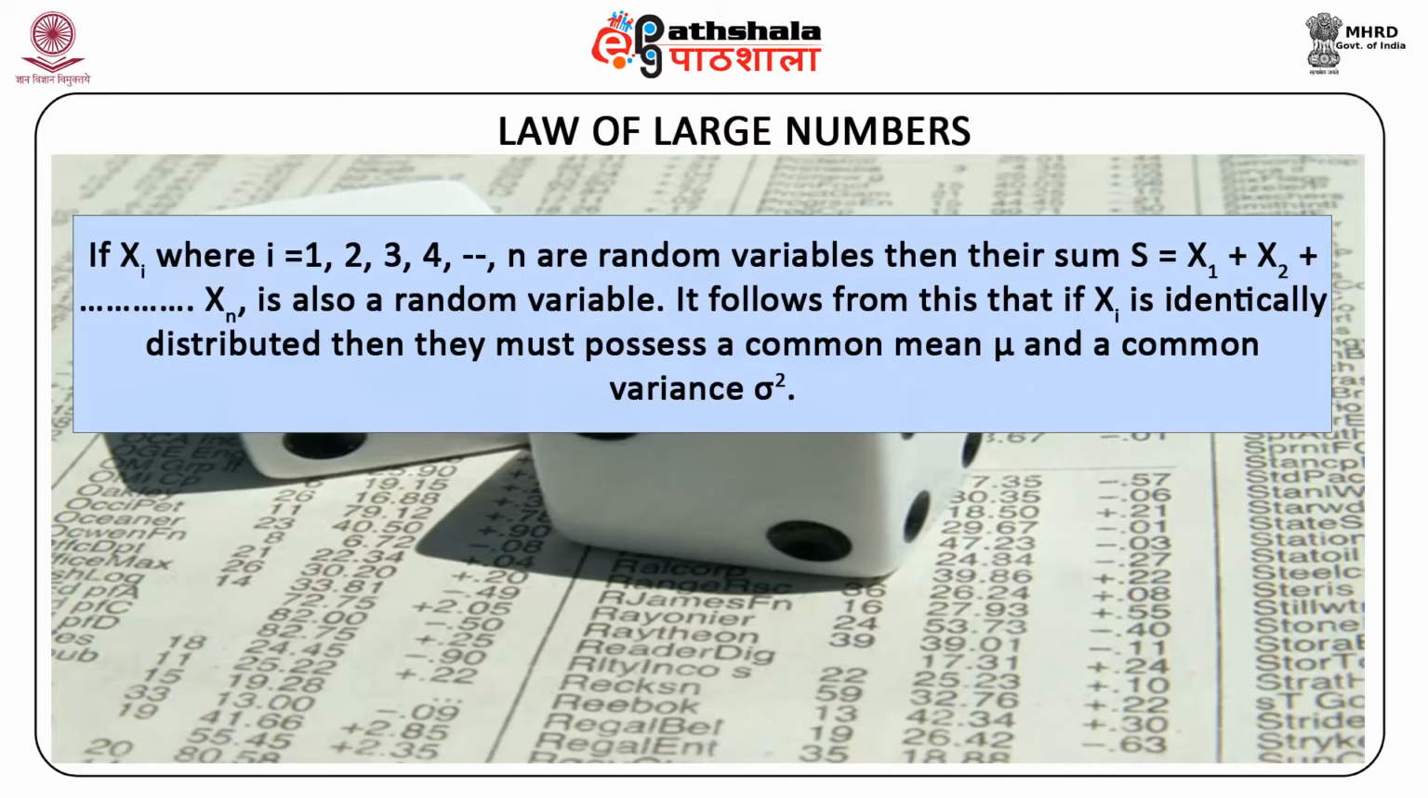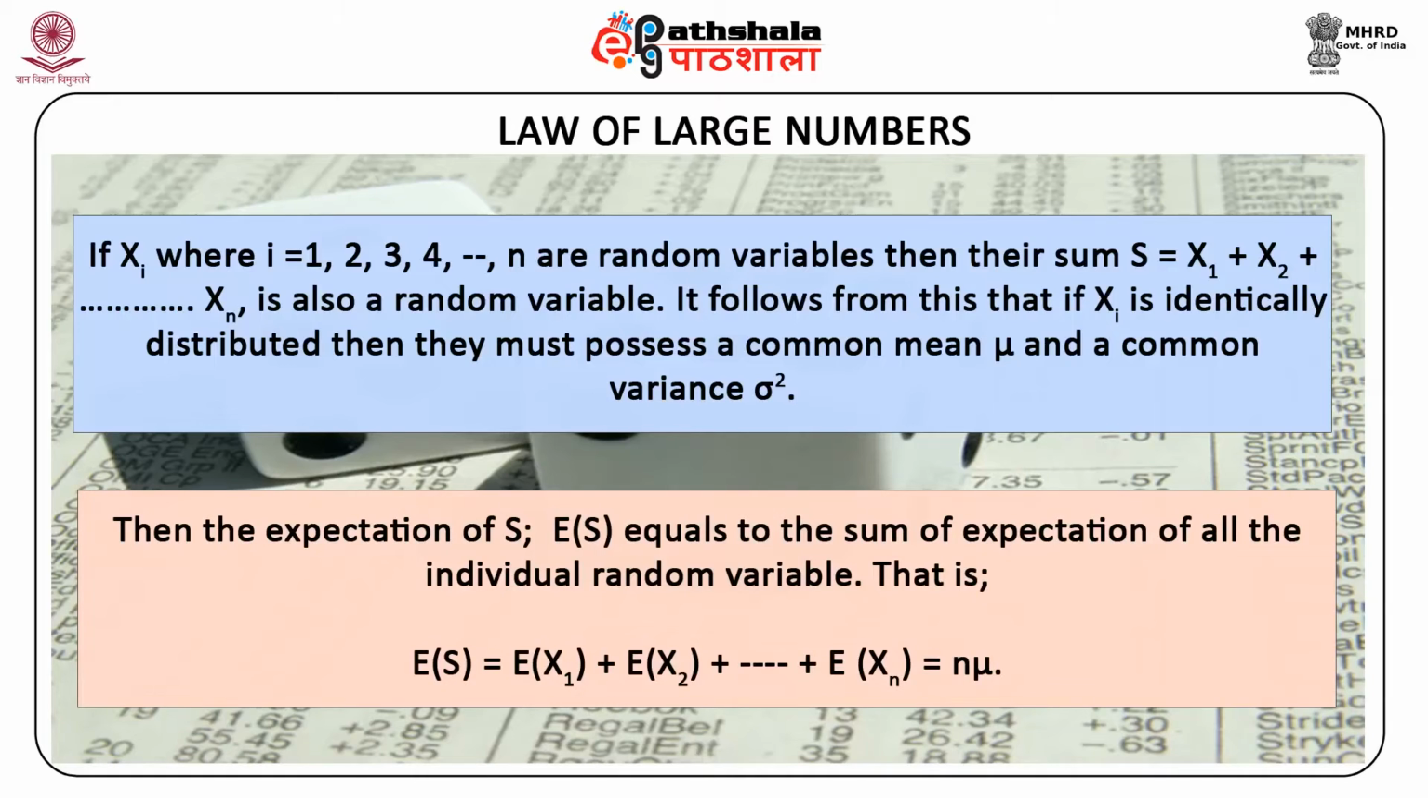It follows from this that if Xi are identically distributed, then they must possess a common mean mu and a common variance sigma squared. Then the expectation of S, that is E(S), equals the sum of expectations of all the individual random variables. That is, E(S) = E(X1) + E(X2) + and so on + E(Xn) = n mu.